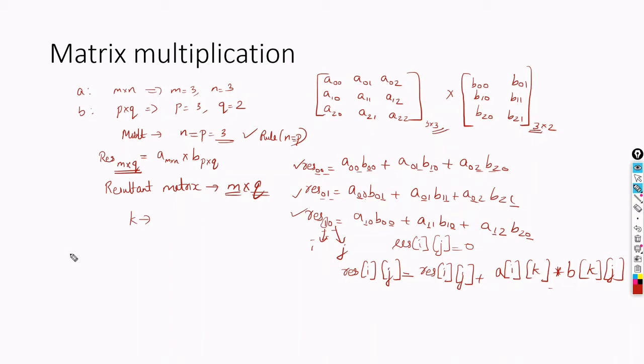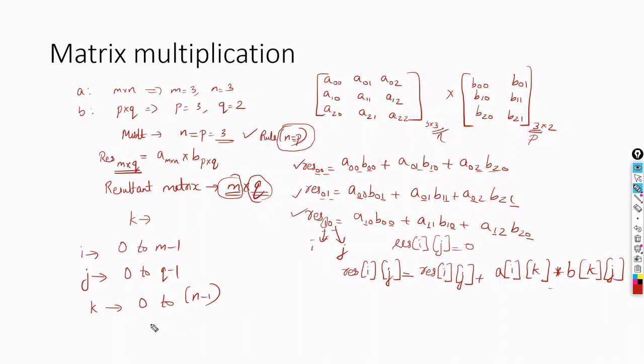Here, one more thing you need: i corresponds to the row number of the resultant matrix. So i will be varying from 0 to m minus 1. j is the column number of the resultant matrix, that is q. So j will be varying from 0 to q minus 1. And the third variable k will be varying from 0 to, these two values are the same. Here this is n, this is p. So k will be varying from 0 to n minus 1 or 0 to p minus 1.